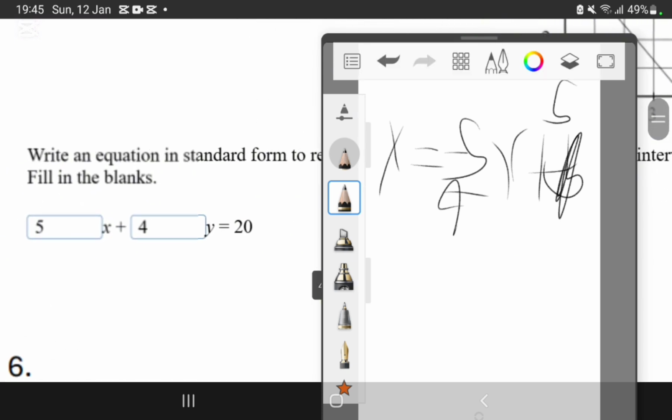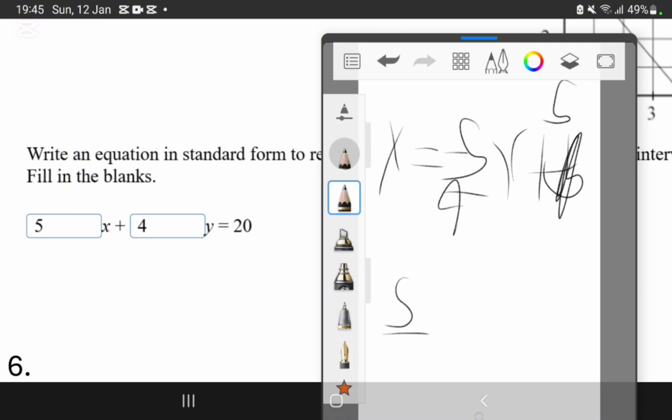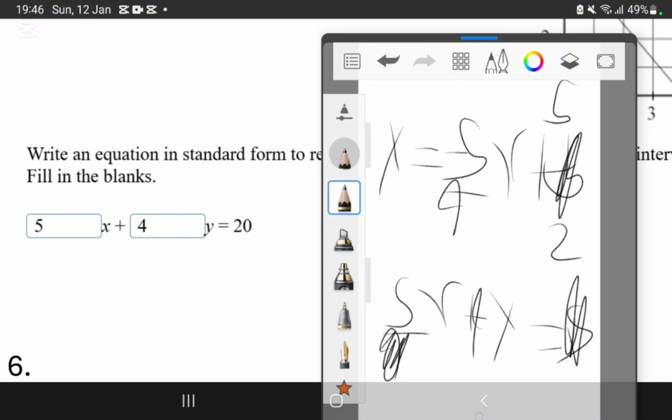And now they want x and y to be on the same side. So we can get 5 over 4x plus y equals 5. But over here they want b, which is 5, to be equal to 20. And how do we get that? We multiply the entire equation by 4. So it will become 5x plus 4y is equal to 20.